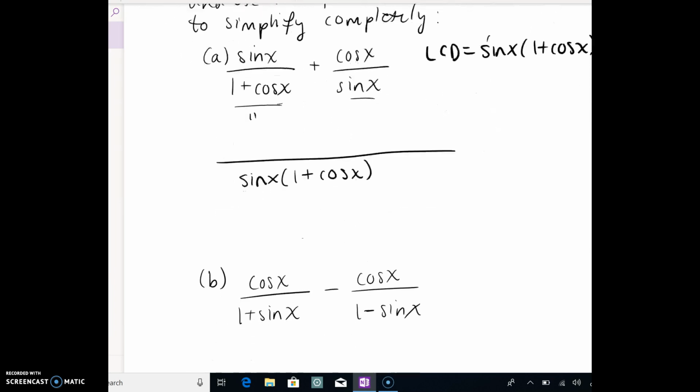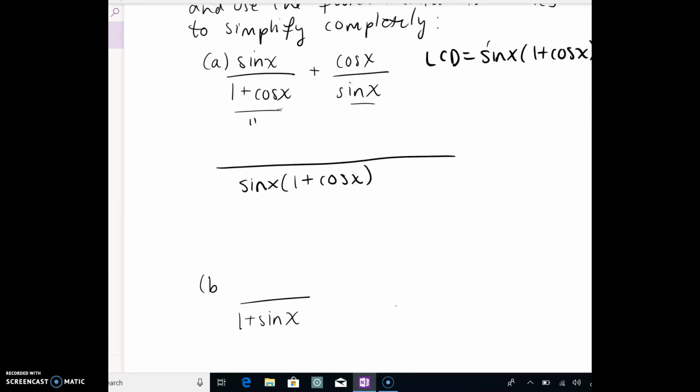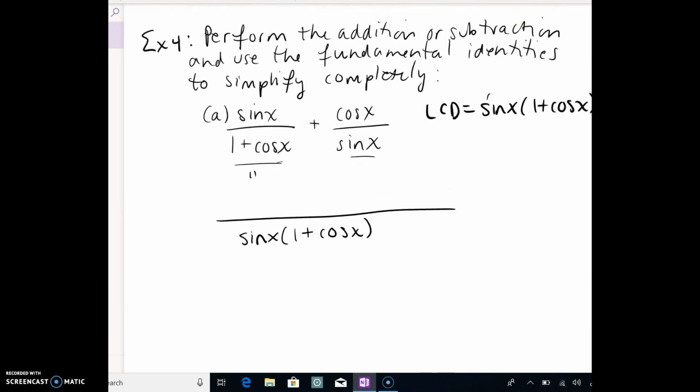And let me erase this to make more space here. We'll come back to that a little bit later. And the trick to doing this is we're going to multiply the old denominator by the missing factor that gives us a new denominator. So what do we need to multiply 1 plus cosine x by to give us sine x times 1 plus cosine x? Well, there's a missing factor of sine x. And whatever we multiply the denominator by, we multiply the numerator by as well. So now our numerator becomes sine squared x for that first term.